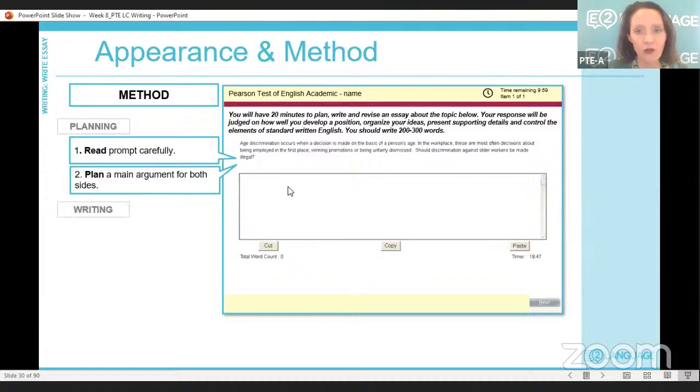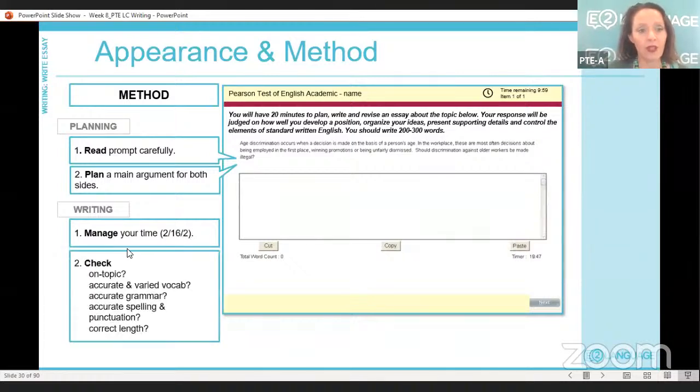So spend 2 minutes, maybe 1 minute, maybe 30 seconds, but do spend that time getting your main ideas for your main body paragraphs, and see if you can work in this timing. So 2 minutes planning, 16 minutes writing your essay, 2 minutes to check.